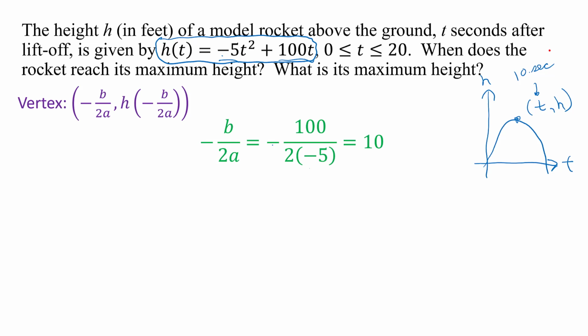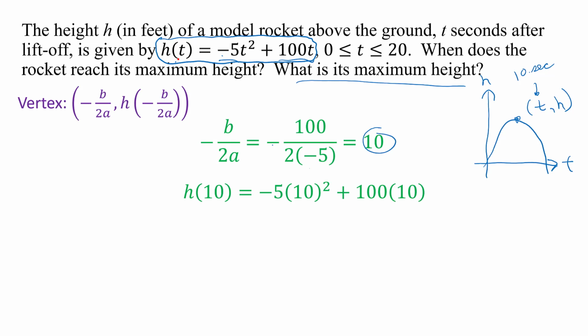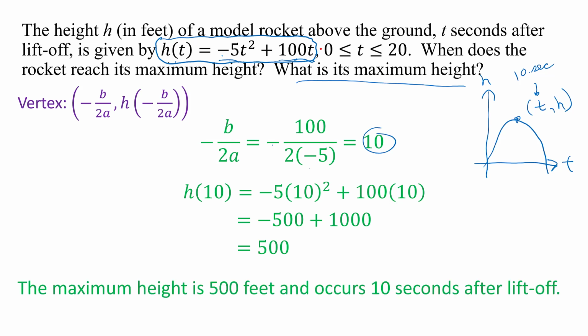Okay, but we want to also find what is its maximum height. So we found when the maximum height occurs, what is its maximum height? Well, we're going to plug our value of 10 back into our function h, and if we do that, we have h of 10 equals negative 5 times 10 squared plus 100 times 10. We'll simplify and get negative 500 plus 1,000, which we can add together to get 500. Okay, so this is the maximum height, and if we write that out in words, we would say the maximum height is 500 feet and occurs 10 seconds after liftoff.